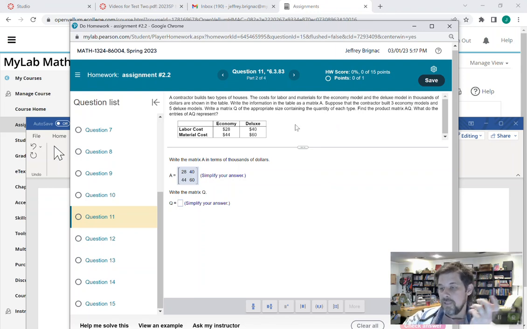So we're given information as follows. It says there's a contractor that builds two types of houses. There's an economy model and a deluxe model. And we have labor cost and material cost for each type of house. In addition to that, it says the contractor builds 3 economy models and 5 deluxe models.